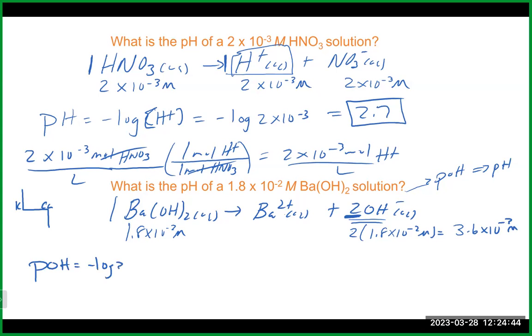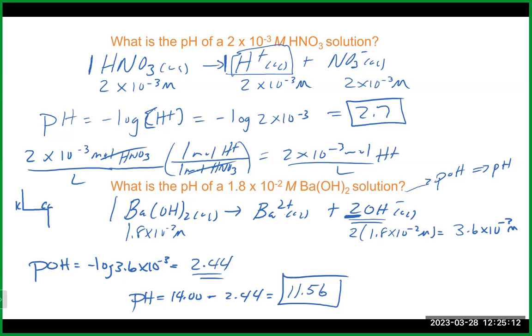Minus the log of 3.6 times 10 to the minus 3. Looks like a 2.44. Remember, though, that that is the pOH and not the pH. So one last step here, pH is 14 minus our pOH of 2.44. And that gives us a much better looking pH that is basic of 11.56. Any questions on that?